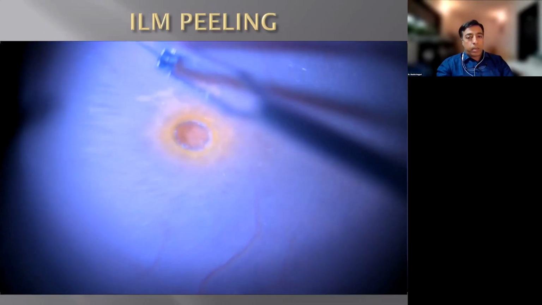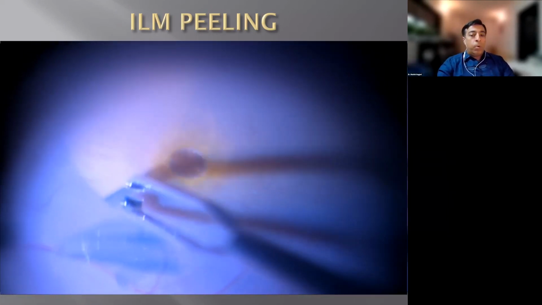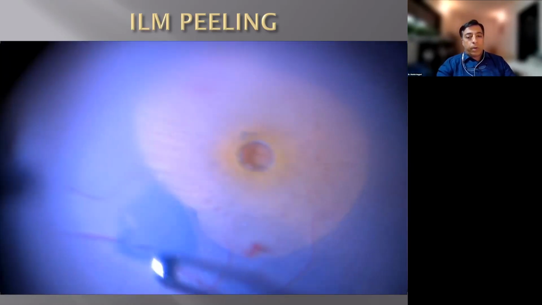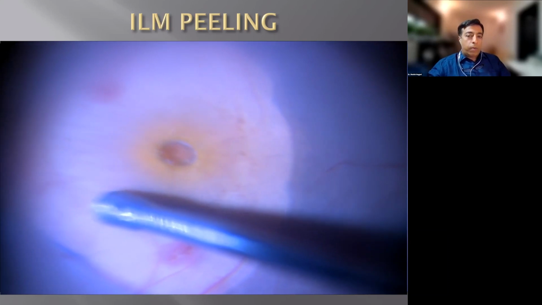The next important step is ILM peeling, which is done after staining with brilliant blue. In some places, people use ICG dye. We typically use brilliant blue, which works very effectively in these cases. It hardly takes 20-30 seconds to stain, and then you're ready for it.